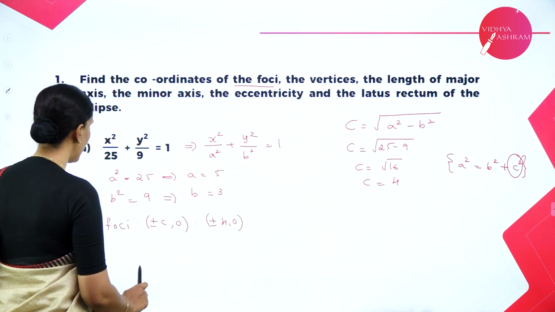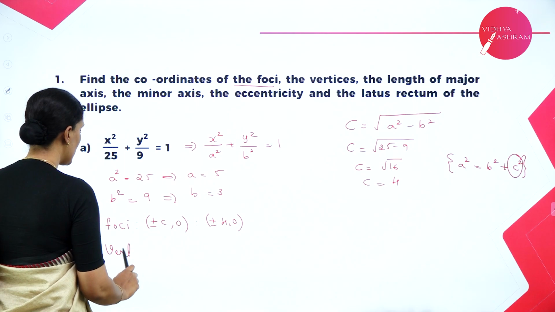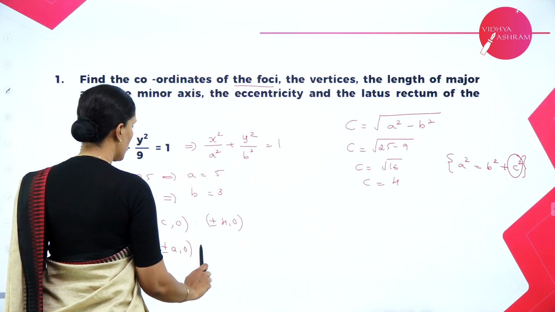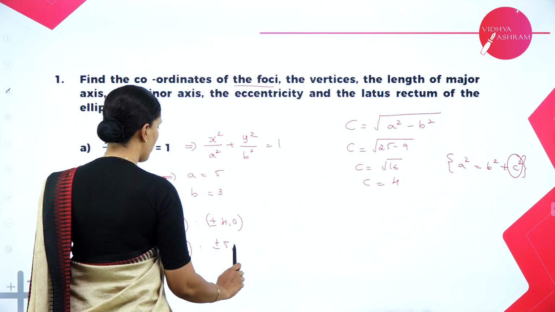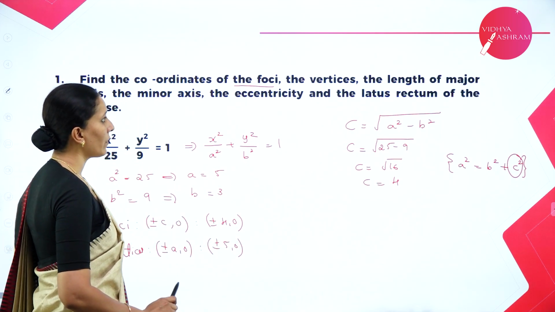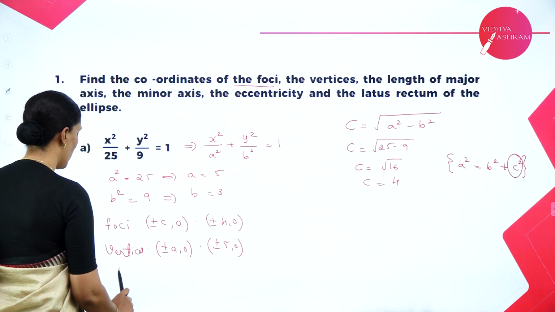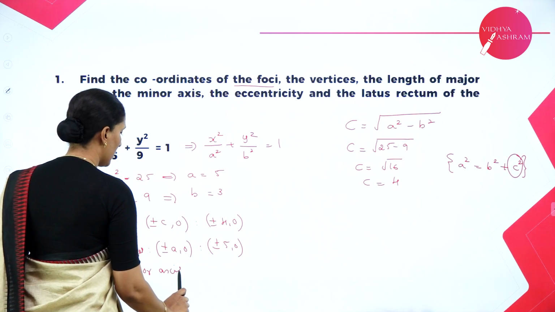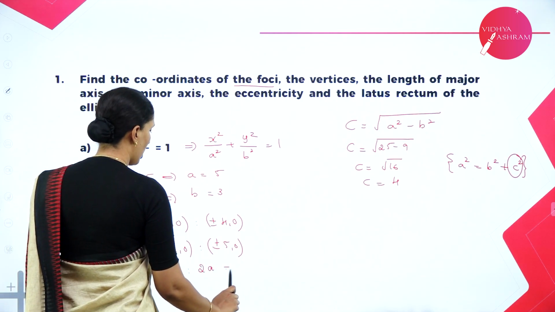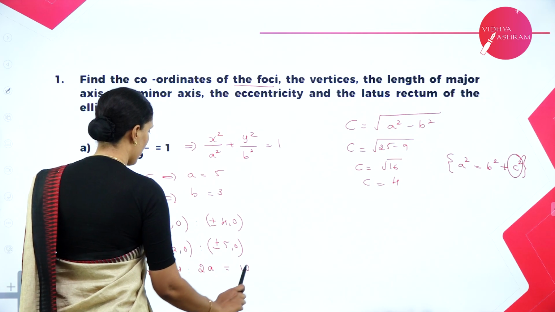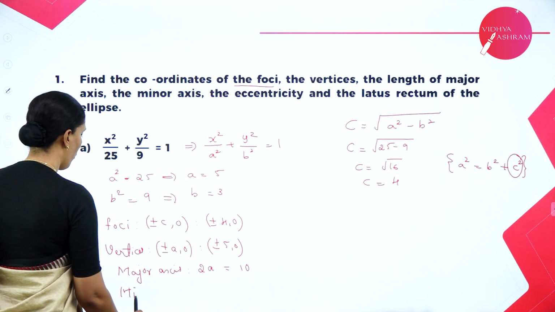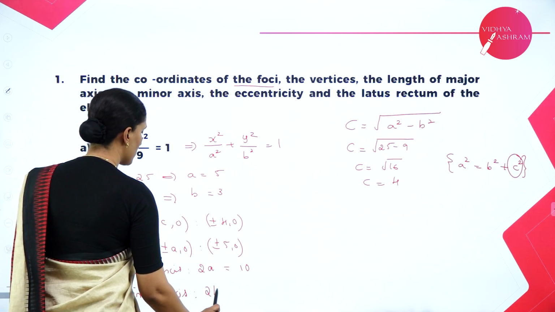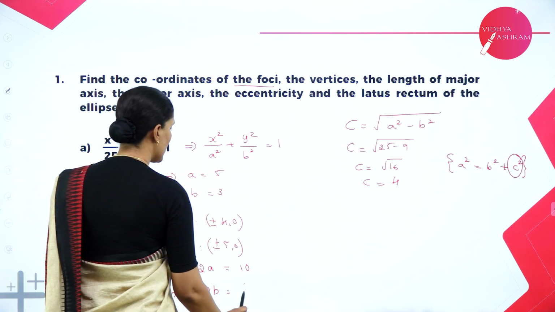Next, we are supposed to write the vertices. So vertices are plus or minus a, 0, therefore this becomes plus or minus 5, 0. Next, we have the length of the major axis. So length of major axis is 2 times a, therefore 2 into 5, which is 10. Next, we have the length of minor axis. So length of minor axis is 2 times b, which is 2 into 3, that is 6.